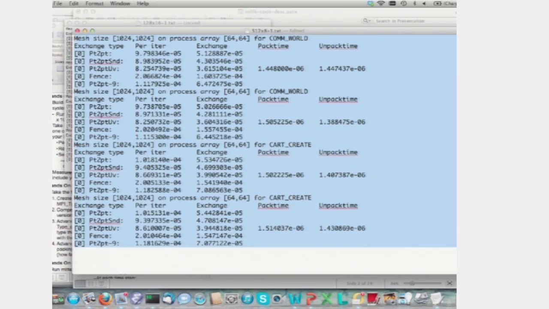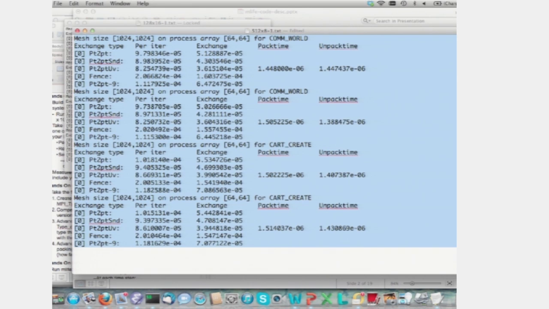Okay, so these lines are just telling you what you've run. It's run a 1024 by 1024 global mesh. The process array is 64 by 64, so 64 in the rows and 64 in the columns. And then here, rank 0 is giving you some data. If you look at the timing routine, it takes the max of the times. And these are little strings that go with each of these.